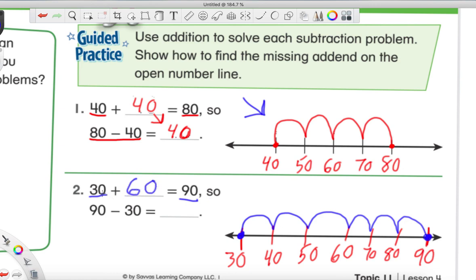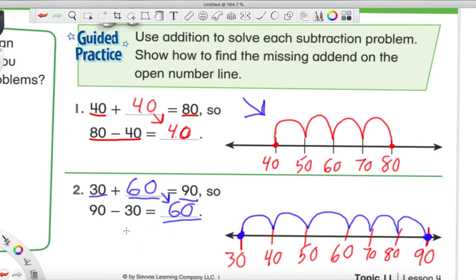So if we were to take 30 away from 90, we would be left with this number. That's why it is the answer. That's why it's a related fact. So since that was the answer for the top one, it is also the answer for this bottom number sentence.